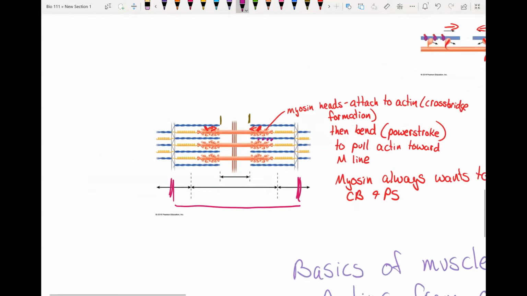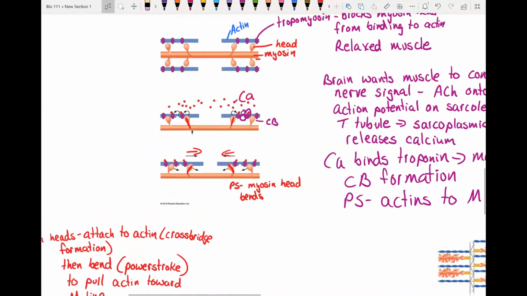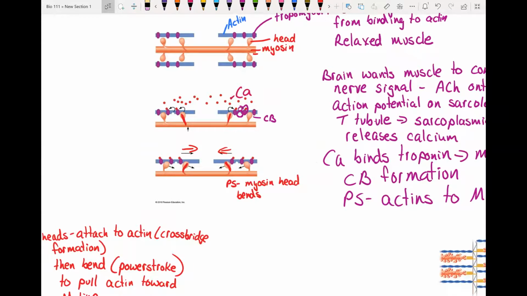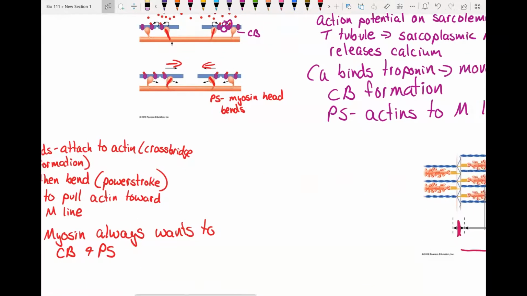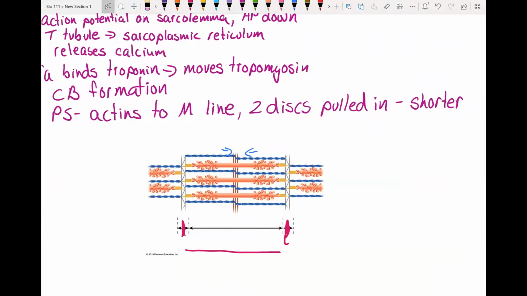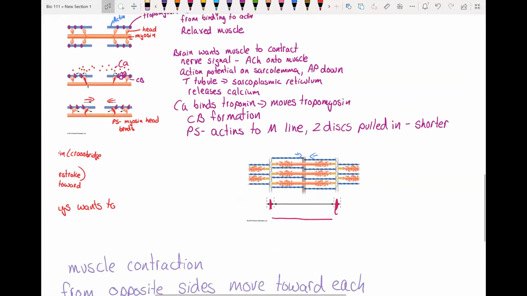Then you get a nerve signal from your brain, goes through a nerve. The neuron secretes acetylcholine onto the muscle. That causes an action potential on the sarcolemma. That action potential goes down the T-tubule. It stimulates the sarcoplasmic reticulum to release calcium. The calcium binds to troponin, which moves tropomyosin out of the way. Now you're free to form cross bridges and power stroke. And then you get this, the contracted fiber, where the myosin heads did attach to the actin, pull it in toward the M line. Now the muscle is shorter, it has pulled on a bone, the bone has moved. That's how you produce your body movements.